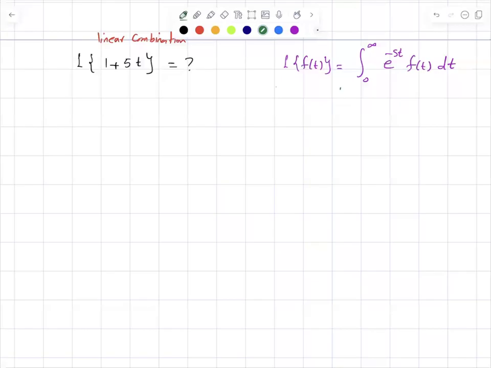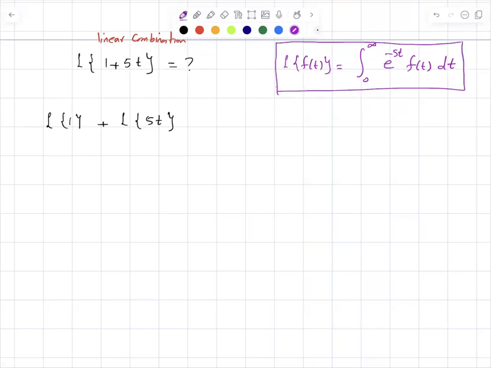Our goal is to find the Laplace of the linear combination between 1 and 5t. Basically, you can separate this into the Laplace of 1 plus the Laplace of 5t and calculate each one of them separately. And remember the definition of the Laplace transformation. Basically, it's the improper integral from 0 to infinity of e to the power negative st times f of t dt. So we're going to calculate each one of these separately.